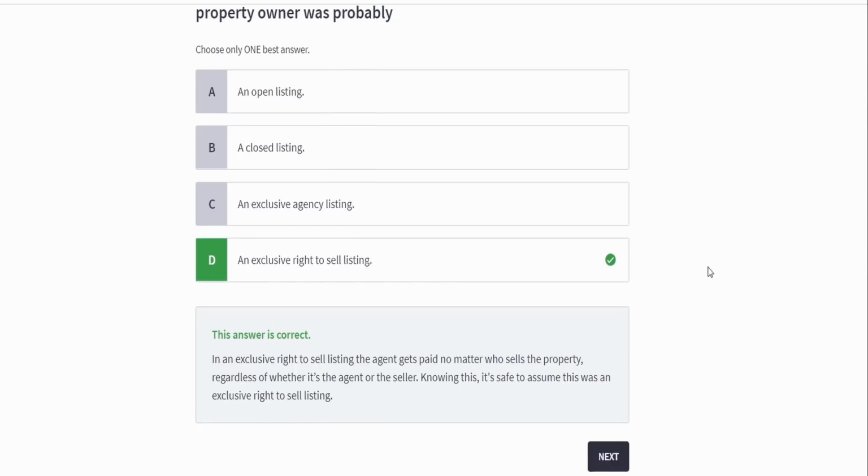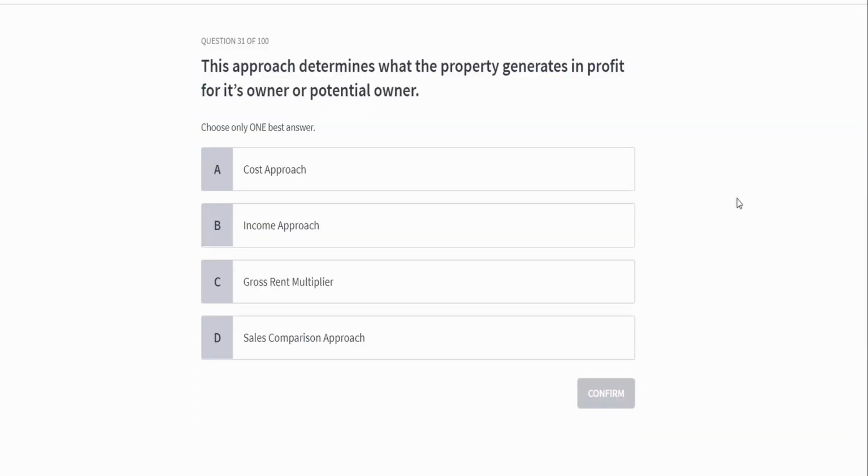So simple as that. Alrighty, next one, 31. This approach determines what the property generates in profit for its owner or potential owner. Is it A, the cost approach, B, the income approach, C, the gross rent multiplier, or D, the sales comparison approach? So come up with your answer on this one, starting now.